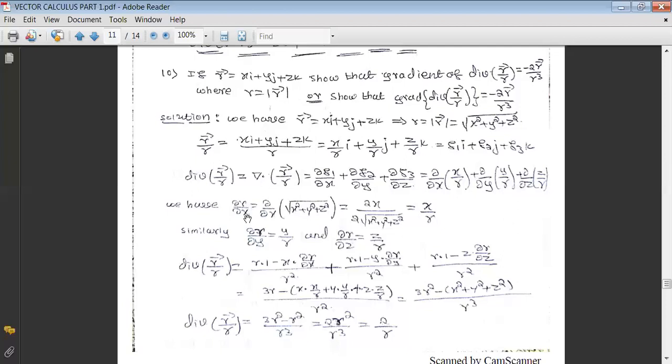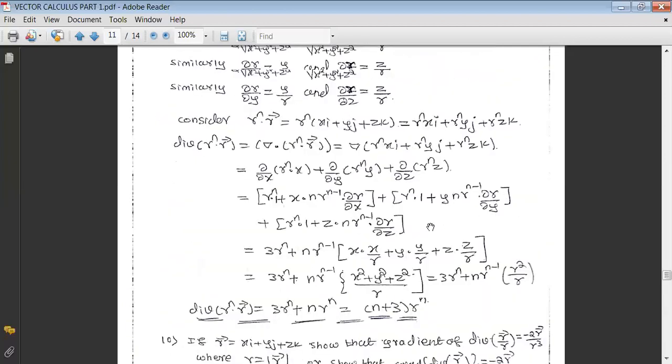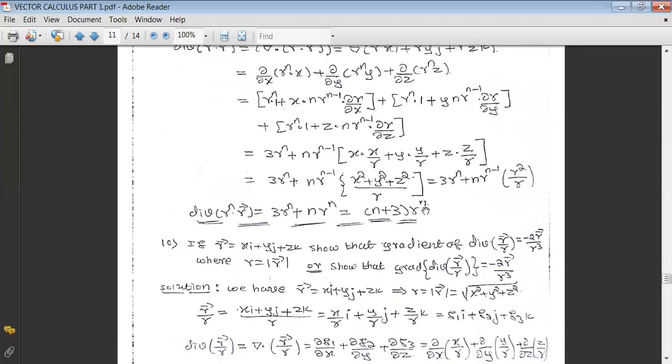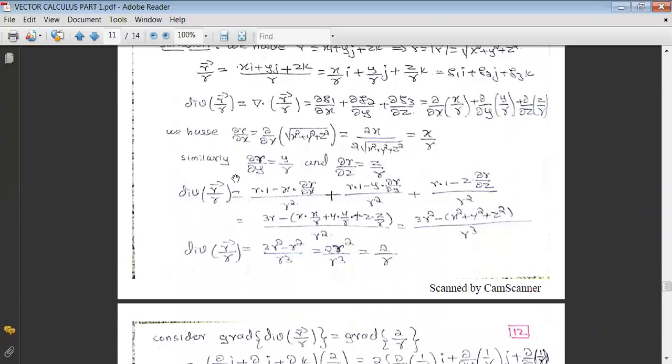Now let us consider the partial derivative of r with respect to x, that is given by x by r, as we did in the previous problem. Similarly, we can write the partial derivative of r with respect to y is y by r, and the partial derivative of r with respect to z is z by r. Now, once you compute each of these, I will explain for one, it is similar for the two more. Now, r is also a function of x, y, z.